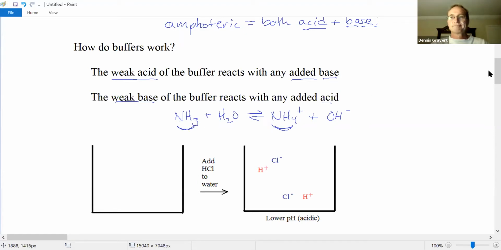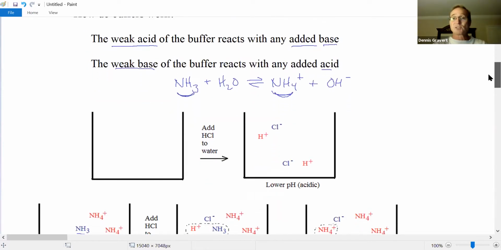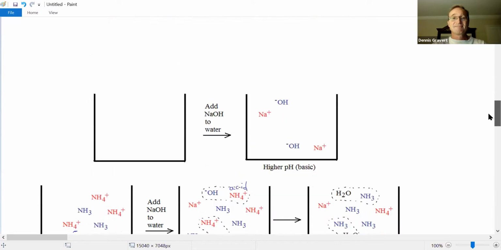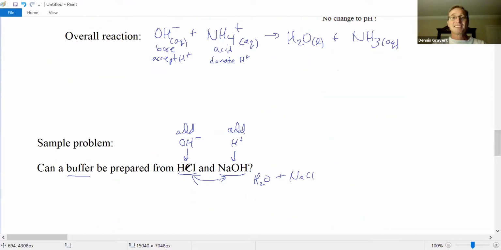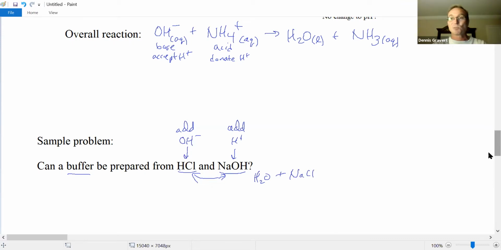Cool. But if you have a strong acid, strong base, you don't have a double-headed arrow, you don't have reversible reactions, they're one-way reactions. So adding HCl to NaOH just produces water and salt and it's done. And the resulting products are neither acidic nor basic. No buffer.